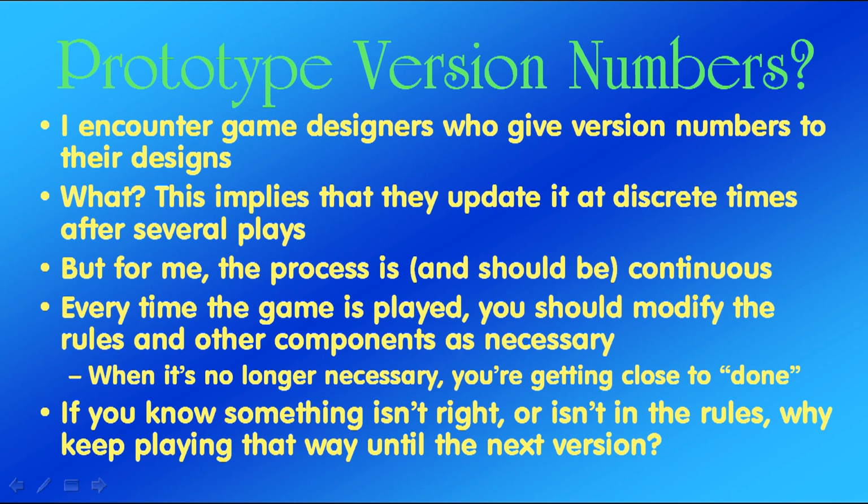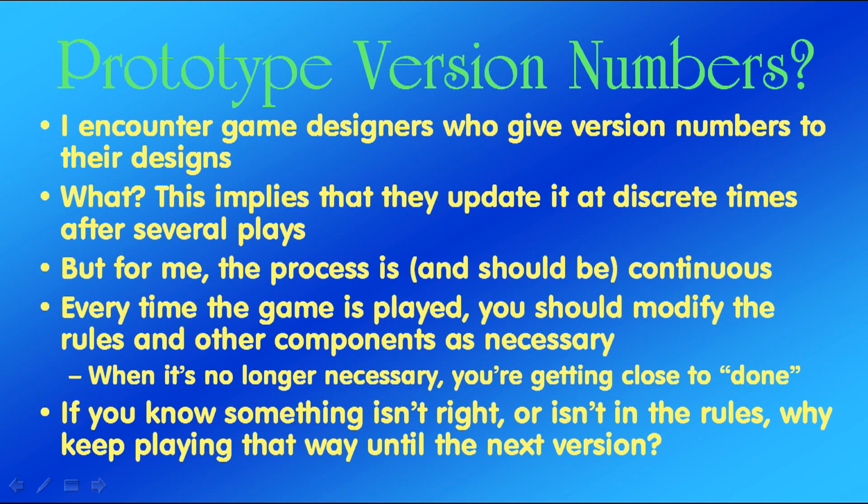I encounter game designers occasionally who give version numbers to their designs, and this puzzles me because it implies that they update the design at discrete times after several plays. But for me, the process is and should be continuous. Every time the game is played, you should modify the rules and other components as necessary. When it's no longer necessary, you're getting close to done.